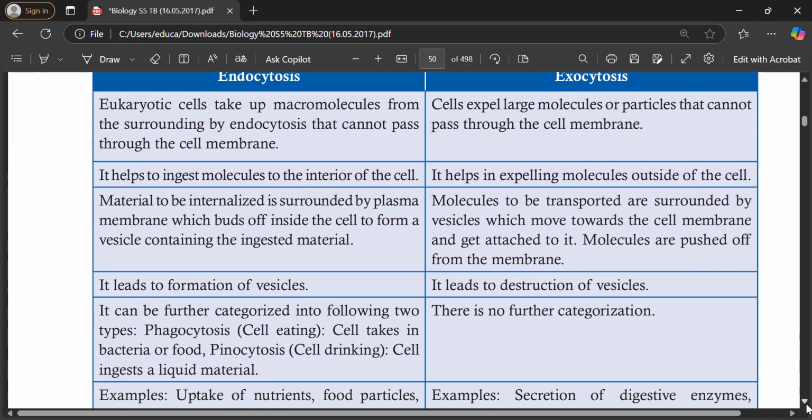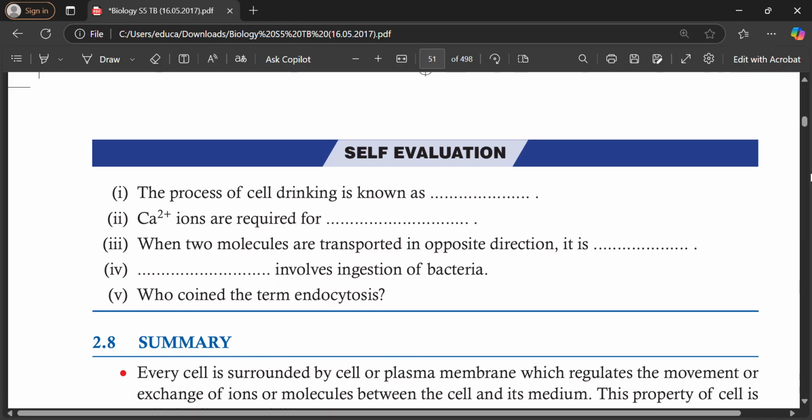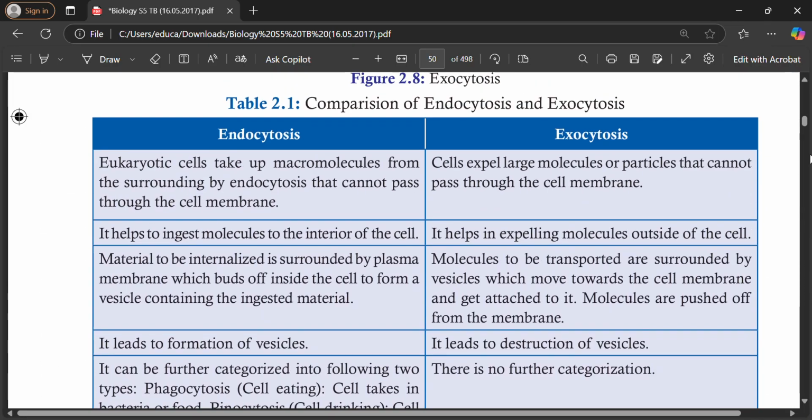Now let us look at the difference between endocytosis and exocytosis. In endocytosis, eukaryotic cells take up micromolecules from the surroundings that cannot pass through the cell membrane.